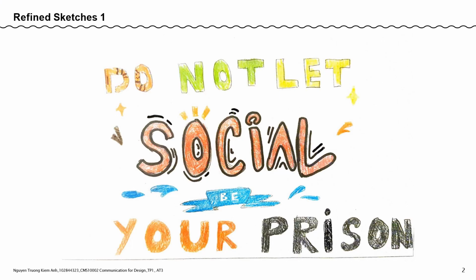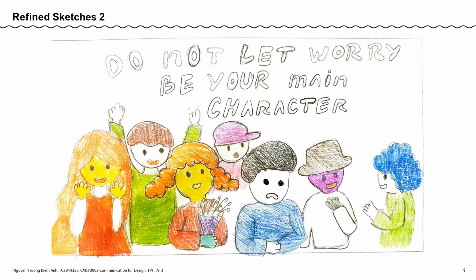First thing first, we started off with what we left off last time. On the first refined sketches, I'm doing the typographic style. I'm using crayon and markers to do the coloring and the outline. The sentence here is "Do not let social be your prison." Here's my second refined sketches. I'm using crayons and pencils to make characters, and the sentence here is "Do not let worry be your main characters."